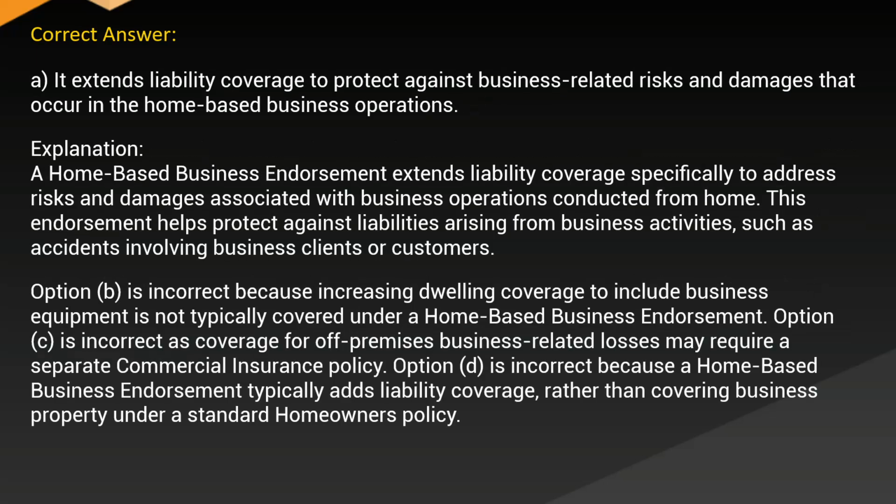Correct answer A. It extends liability coverage to protect against business-related risks and damages that occur in the home-based business operations. Explanation. A home-based business endorsement extends liability coverage specifically to address risks and damages associated with business operations conducted from home. This endorsement helps protect against liabilities arising from business activities such as accidents involving business clients or customers. Option B is incorrect because increasing dwelling coverage to include business equipment is not typically covered under a home-based business endorsement. Option C is incorrect as coverage for off-premises business-related losses may require a separate commercial insurance policy. Option D is incorrect because a home-based business endorsement typically adds liability coverage rather than covering business property under a standard homeowners policy.